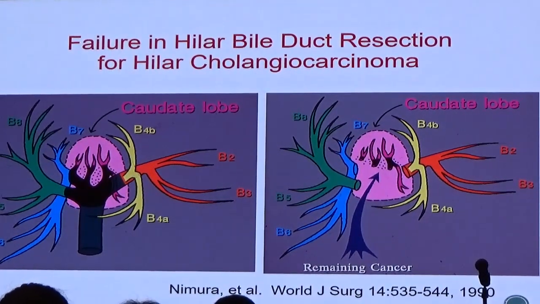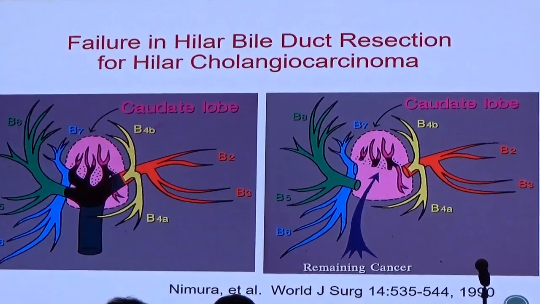As caudate lobe branches are joined at the hepatic confluence, cancer will remain along the biliary ducts of the caudate lobe if we use only biliary resection and reconstruction without the hepatectomy. Therefore, caudate lobe resection is mandatory in surgery of hilar cholangiocarcinoma. This is my policy.